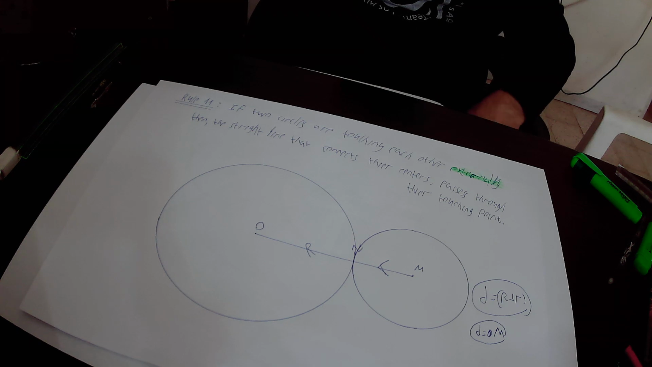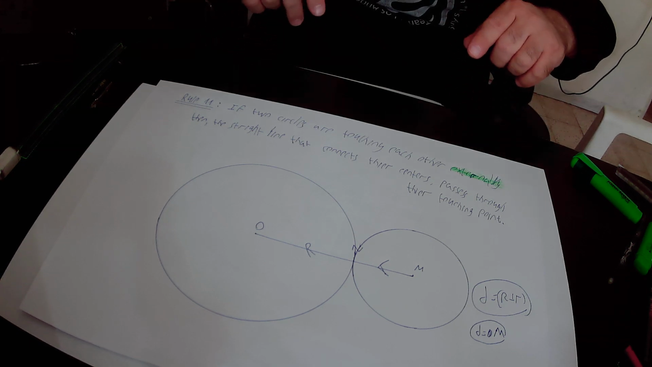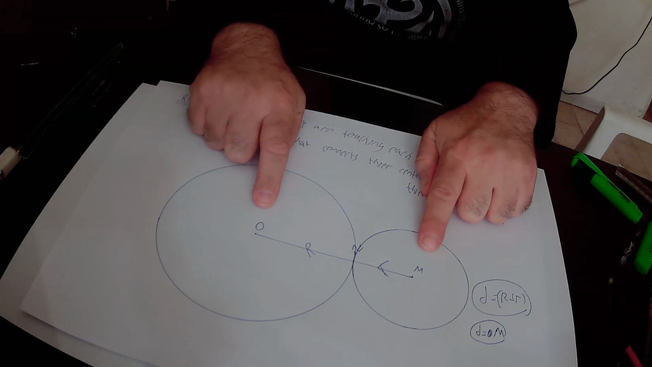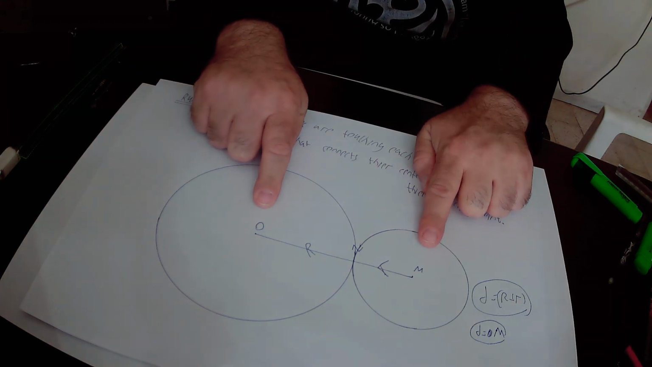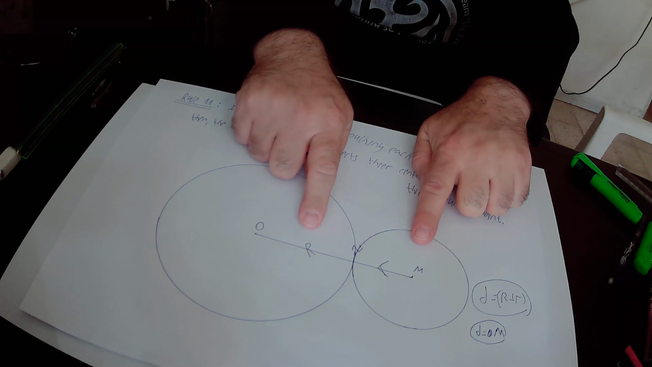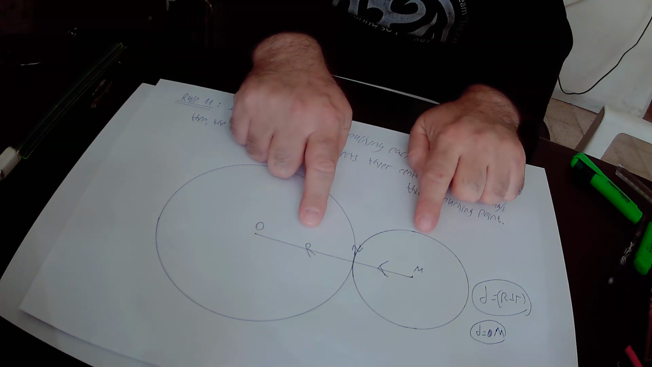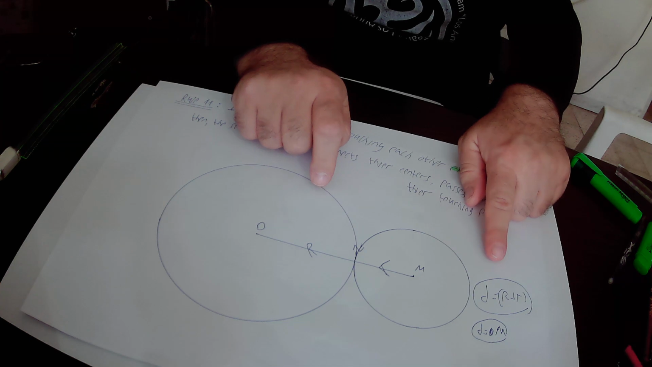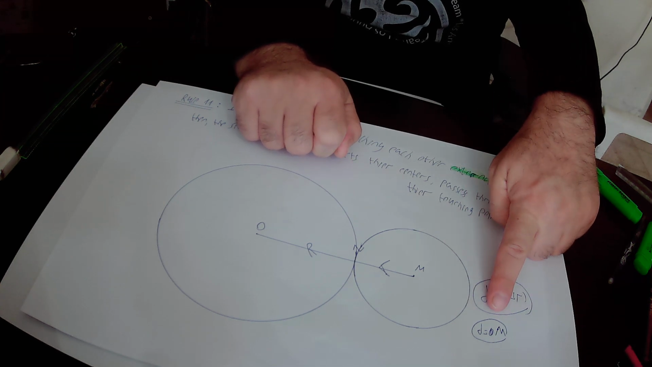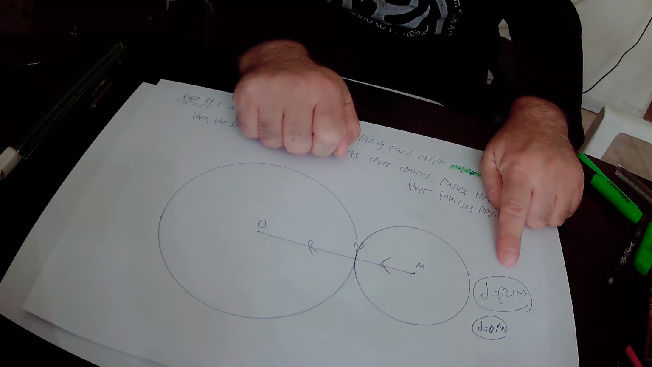And what is the distance between the centers of those two circles? That is to say, what is the length of line segment OM? OM equals capital R plus small r. Okay, D, that is OM, equals capital R plus small r.